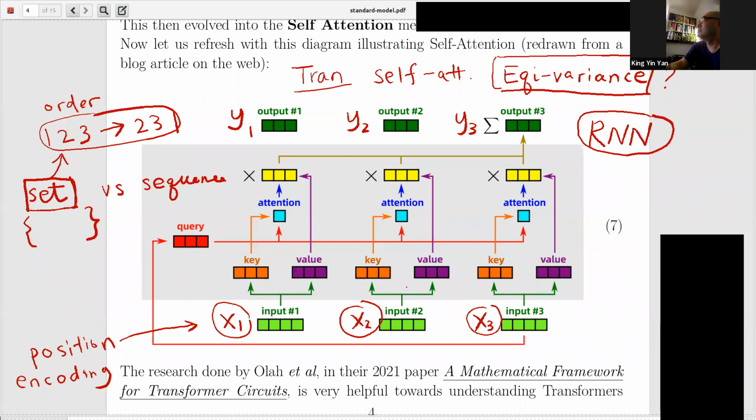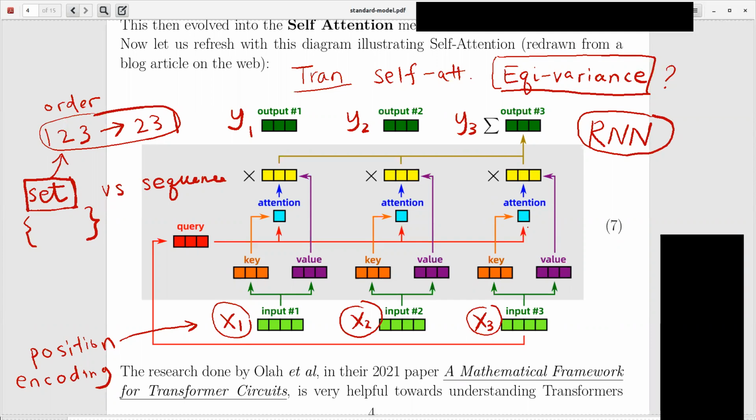You understand? One question: your input is 1, 2, 3, so your output could be 6 different combinations, right? Actually, if the input is 1, 2, 3, then the output is 1, 2, 3 also. It's the same order. It doesn't matter what kind of order.